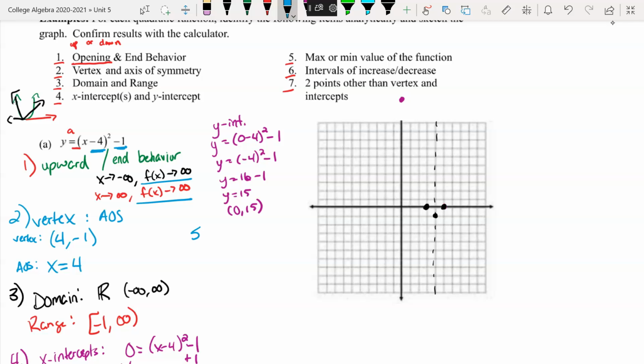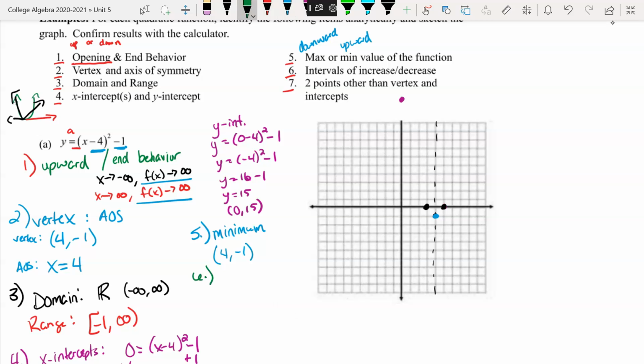Now the next step would be your max and min value of the function. So your max is going to be based off your vertex. So it has to be one or the other. It's not going to be both. It's going to be either max or min. In this case, it's going to be a minimum because it opened upward. So if it's upward, it's a minimum. If it's downward, it's a max. So we have not a max, so I'm going to erase this. We have a minimum. And our minimum value is going to be that coordinate, which is our vertex, so it's 4, -1.